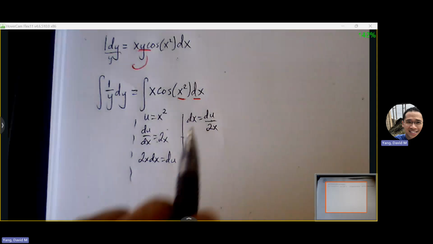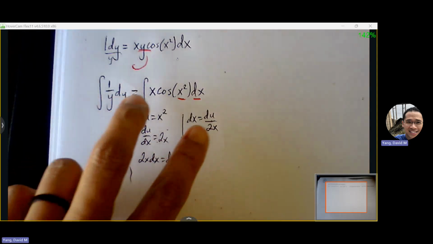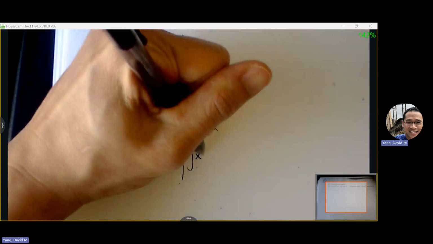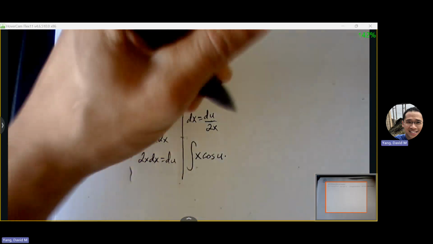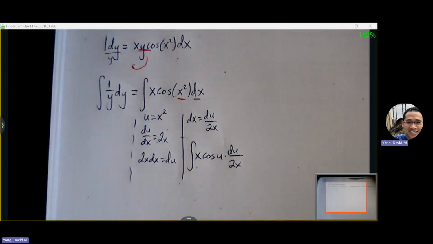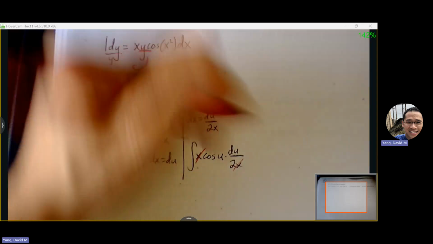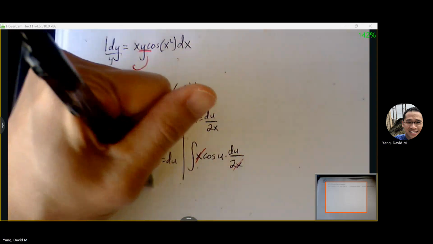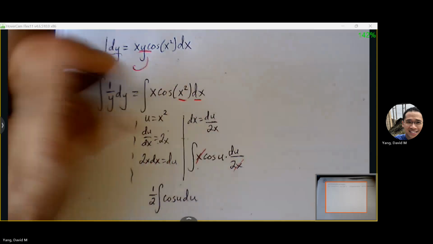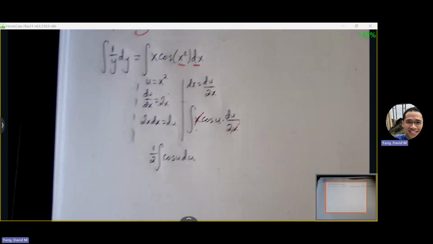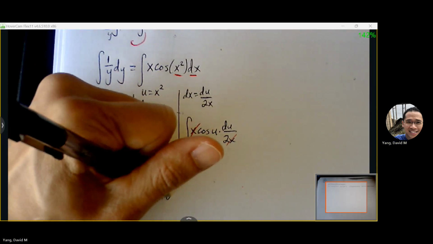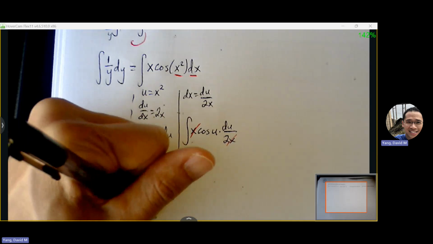dx equals du over 2x. That should be pretty nice to help us line up our x's there to cancel out. Let's see. x cosine of u times du over 2x. There is a 1/2 left over. We know the integral of cosine is a positive sine, so we can do that. And then replace the u back in terms of x.